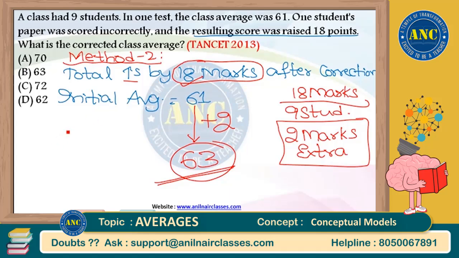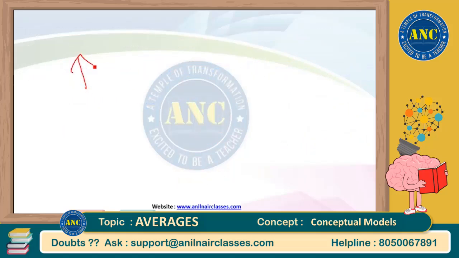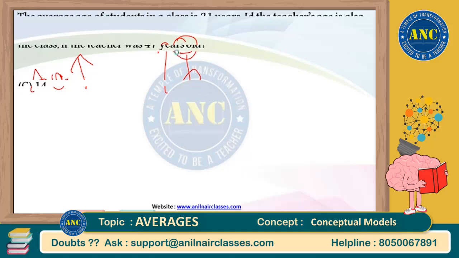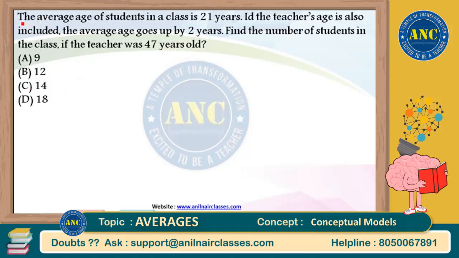I am still in a variety of question where average is increasing or a person is getting added into the class. Person joins the class. I am still in that variety of question itself. Now see my next question. The average age of students in a class is 21 years. That means there is a class. I don't know how many students are there in the class at this time. Every time I was knowing the number of students. In this question, I don't know the number of students. Average age is given as 21 years. This is my first statement.